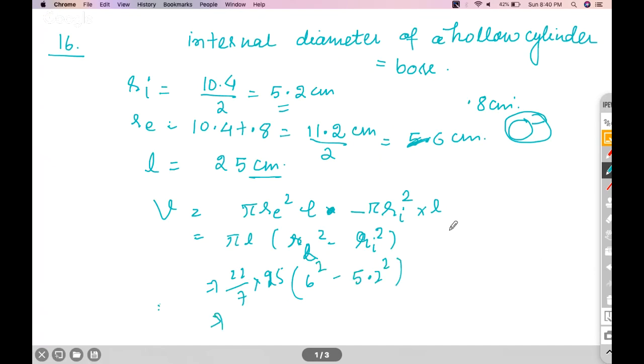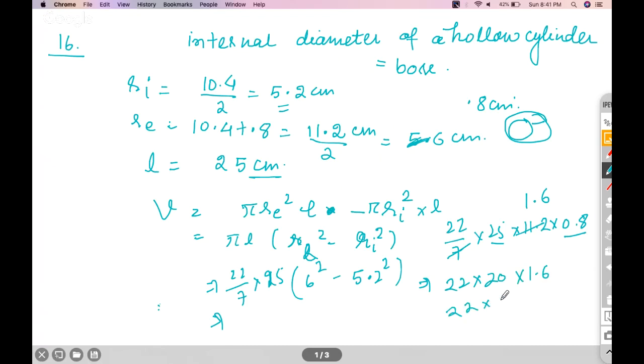So this is nothing but 22 by 7 multiplied by 25 multiplied by 6 plus 5.2, which is 11.2, multiplied by 0.8. Now this is divisible by 7. So this will give you 1.6. So 22, and this is 25 into 0.8 is 20. So this is 22 into 32. 22 into 4 is 88, so this is 4 and this is 70. So answer would be 704.